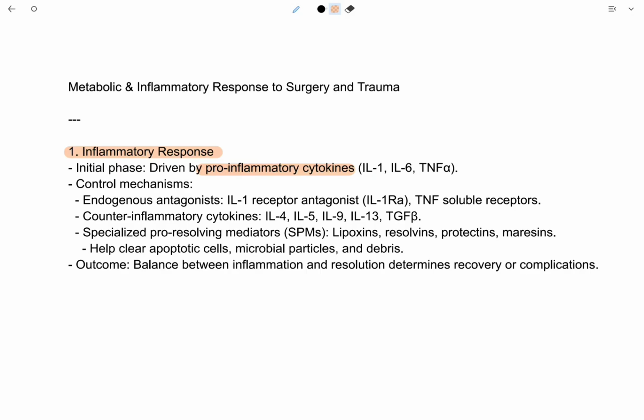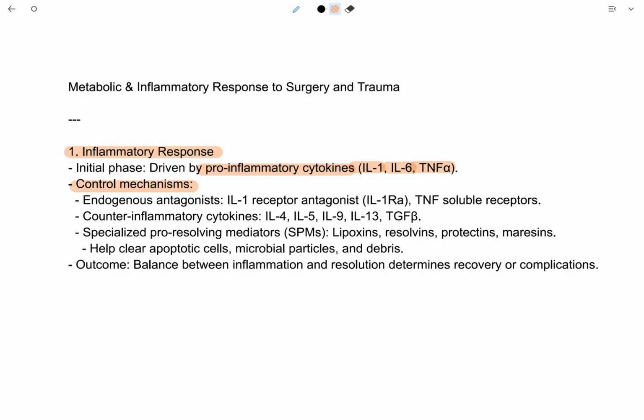There are three types of pro-inflammatory cytokines that cause inflammation. These are IL-1, IL-6 and TNF-alpha. So these are three pro-inflammatory cytokines. They cause inflammation. Control mechanisms: endogenous antagonists. These endogenous antagonists control pro-inflammatory cytokines.